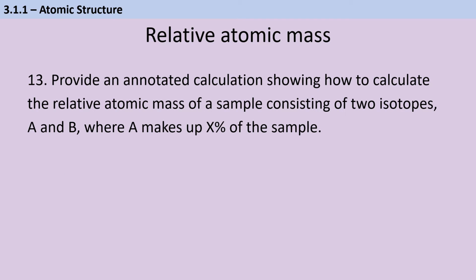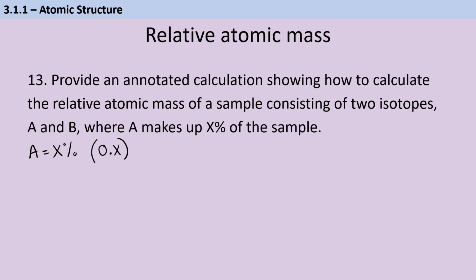Now, it's actually quite hard to write an annotated calculation for this kind of question without giving you data, but I did promise that these were pure factual recall questions, so I tried to stick to that. So if we've got two different isotopes, A and B, so they're the same element, but we're using A and B to show they have different mass numbers, and A makes up X% of the sample. Well, the first thing we can say is that A is X%, but personally I prefer working as decimals, so I'm going to do that as 0.x.